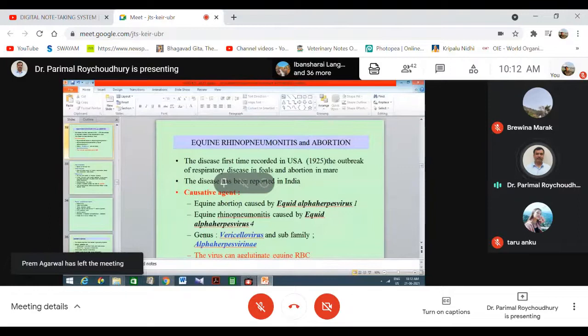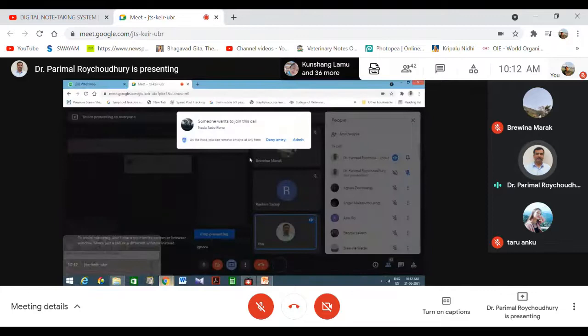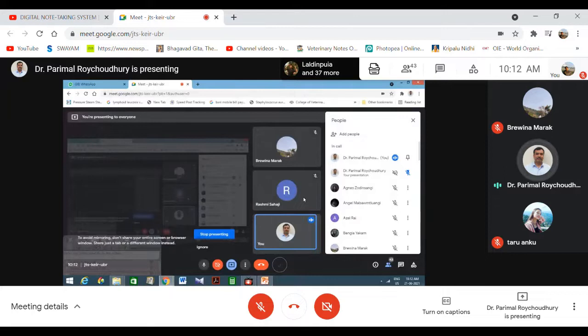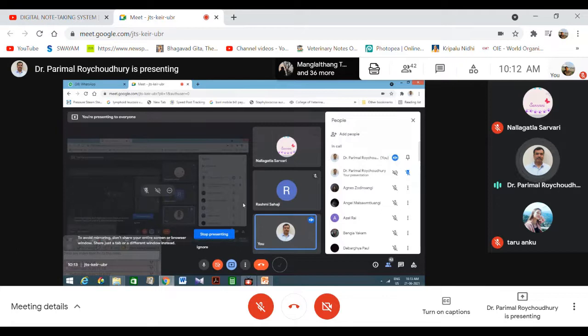The other one, equid alpha herpesvirus 4, is mainly associated with rhinopneumonitis, severe rhinitis and pneumonia. That's called rhinopneumonitis. Rhinitis means inflammation of the upper respiratory tract that leads to constant nasal secretion, and pneumonia, yes, everybody understands, is inflammation of the lung. And these two conditions and these two viruses are frequently indistinguishable.